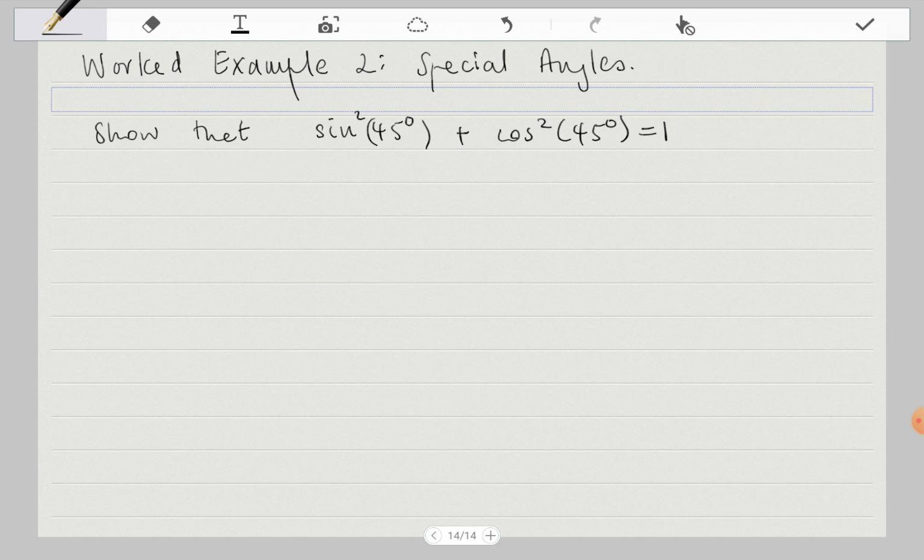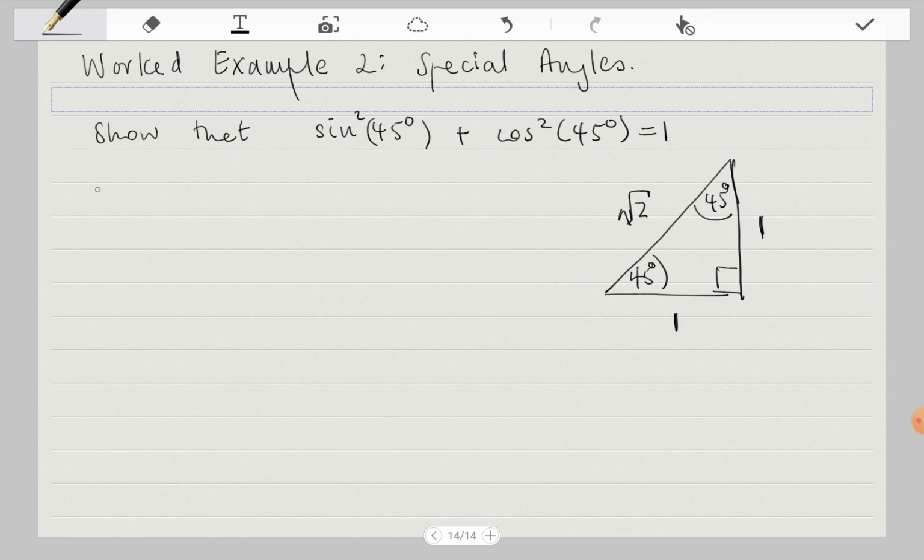So here again, what I'm going to do is draw my little triangle in here. Remember, this was 1, this was 1, this was root 2 by the theorem of Pythagoras, and we said this was 45 and this was 45 as well. Okay, we're armed now and ready to do this.